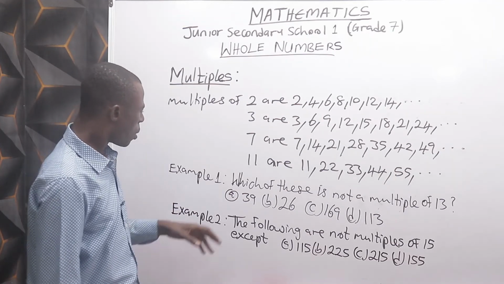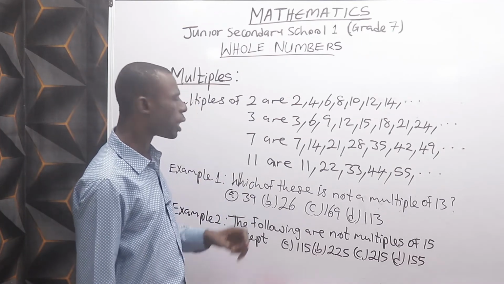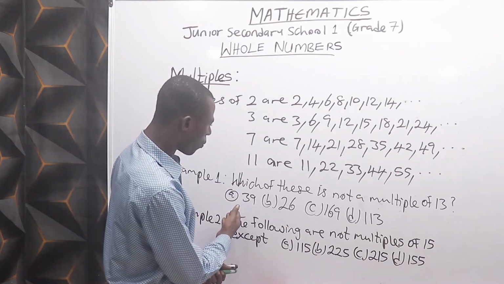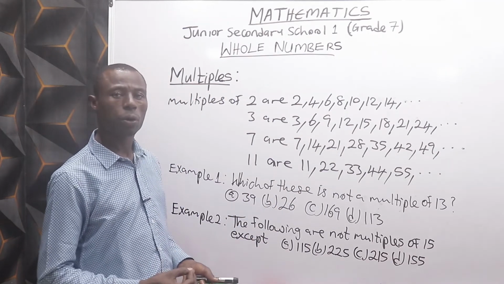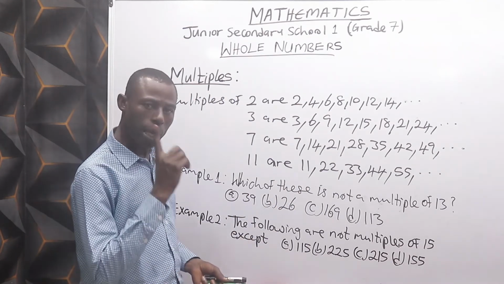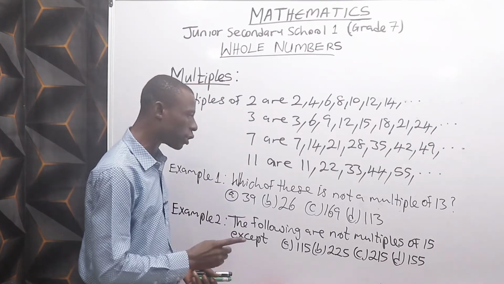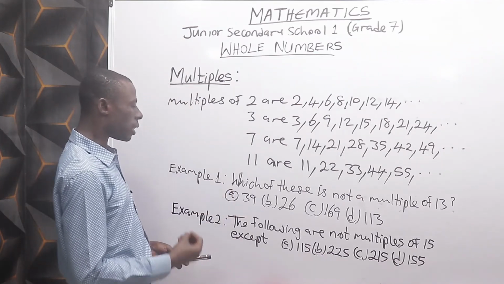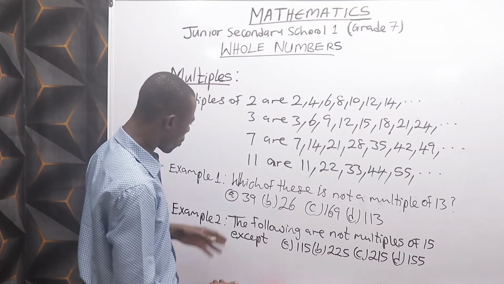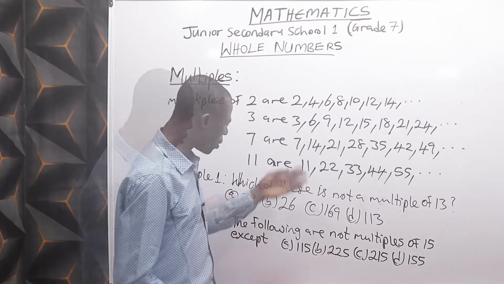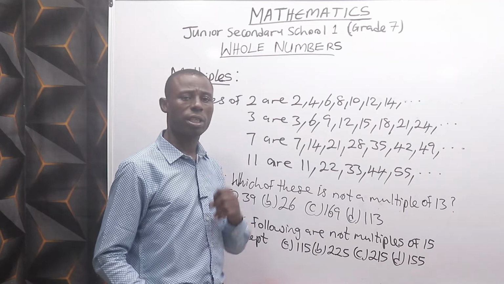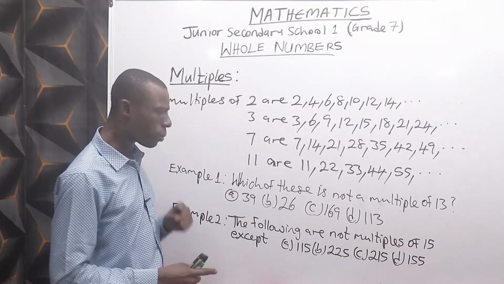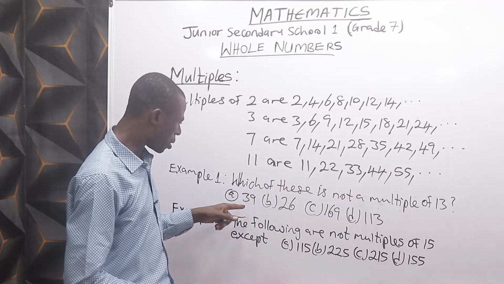Example 1. Which of these is not a multiple of 13? That is to say, 3 out of 4 options here are multiples of 13, but a particular one there is not a multiple of 13. That's the interpretation of the question. So, which one is not a multiple of 13? If you want to deduce the multiples of 13 among the options here, what do you do? Multiples of 13. 13 times 1, is it there? No.